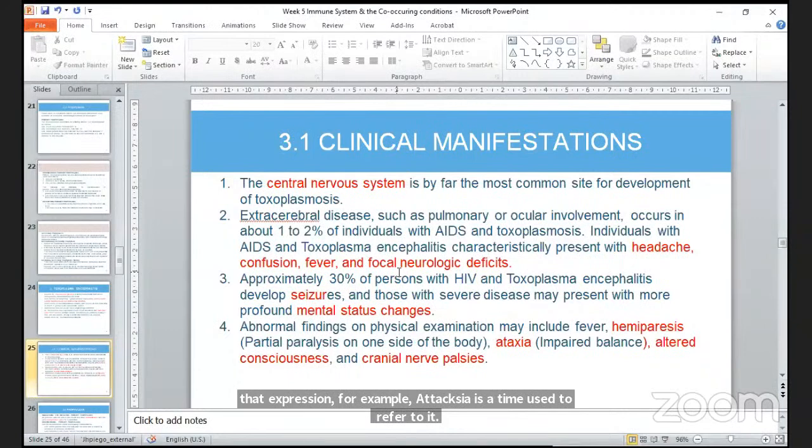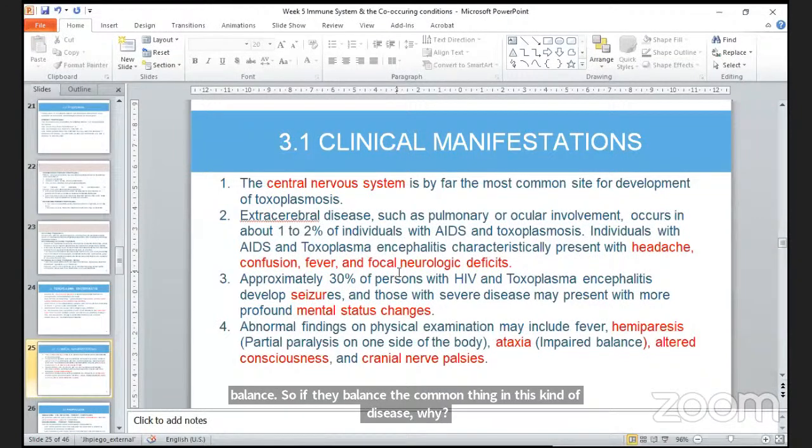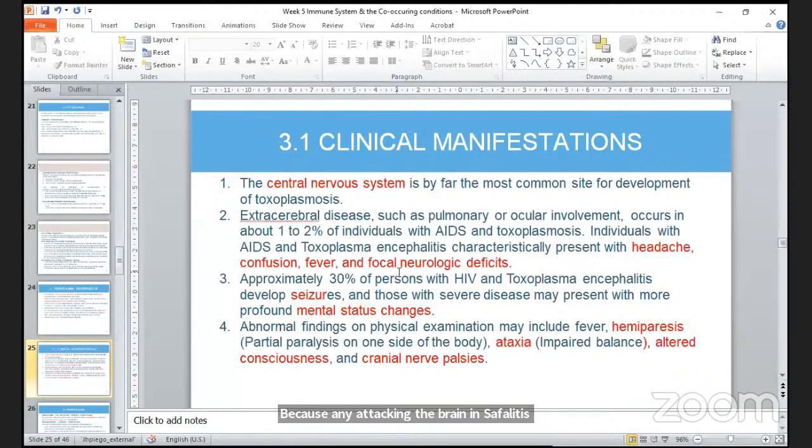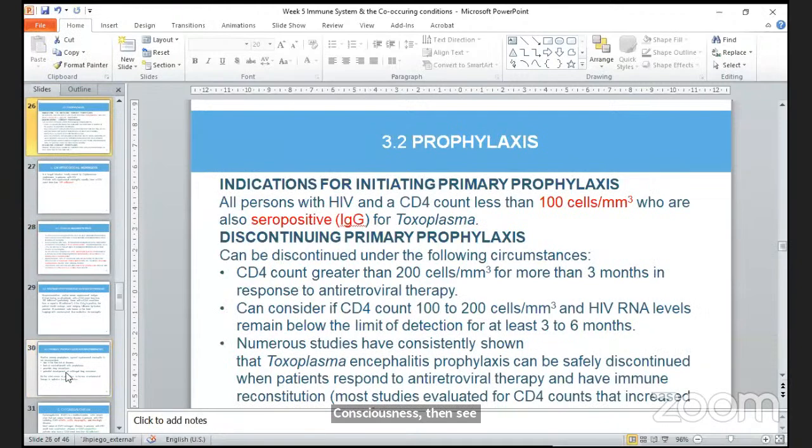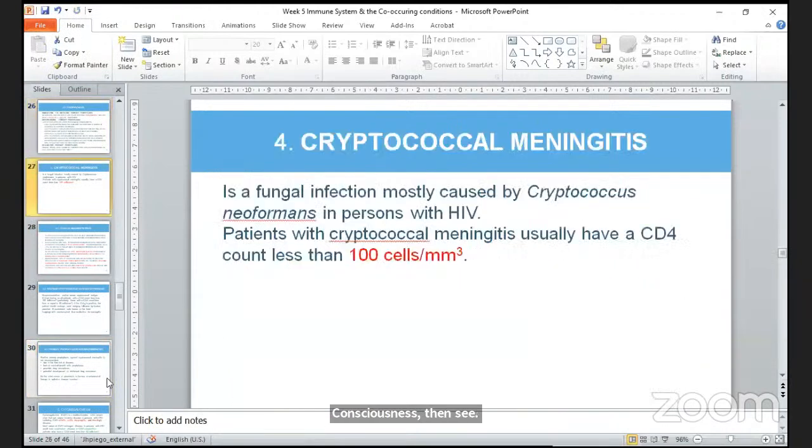Why? Because anything attacking the brain, encephalitis, so swelling of the brain, and the brain also controls balance, so there can be impaired balance. Altered consciousness, then cranial nerve palsies or strains. Prophylaxis, I don't want to go there.